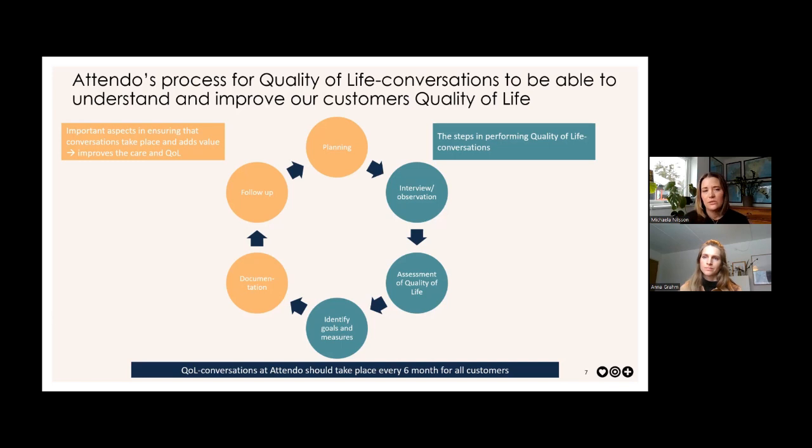And as described, this is how we work with quality of life conversations at an individual level. Right now our focus has been on training, learning the method and just starting to do the conversations. The next step for us is to start to analyze the data and see what we can find, and to visualize data for the managers so they can see, based on the results, what kind of quality improvements they need to do at their nursing home or their unit. But right now we're still on an individual level.